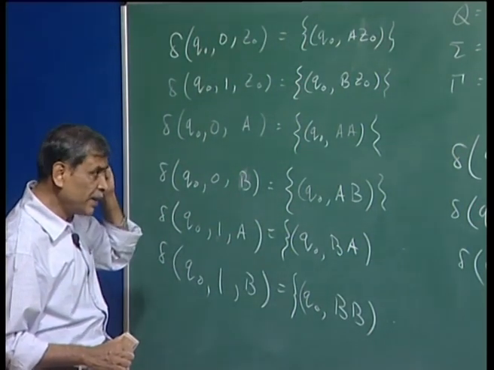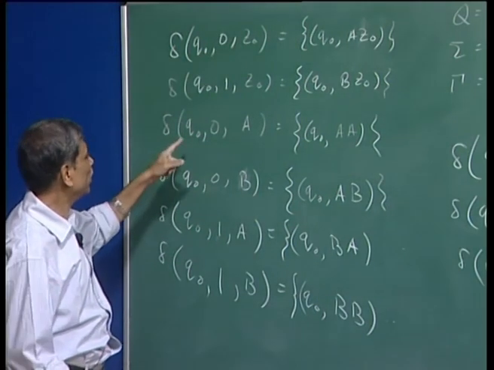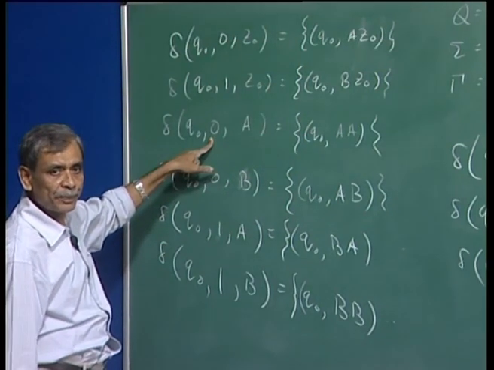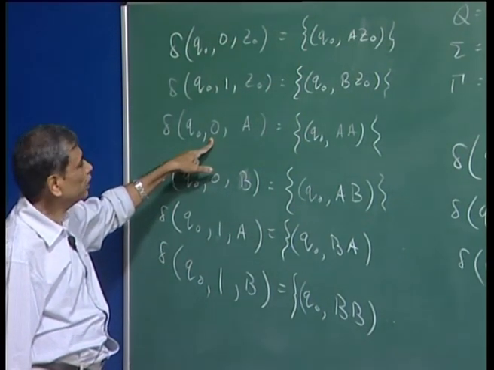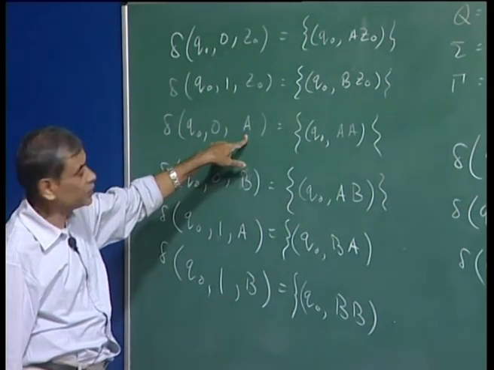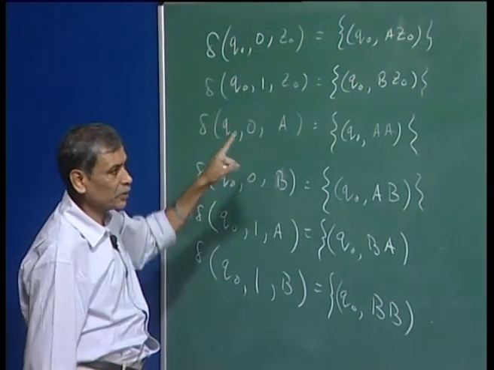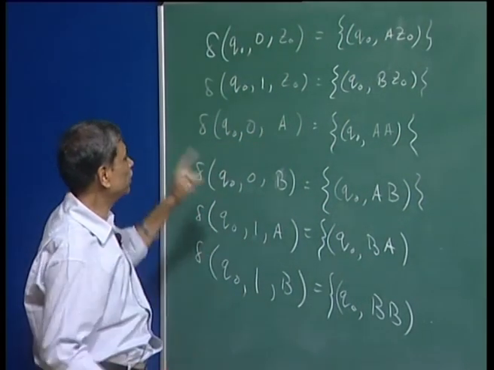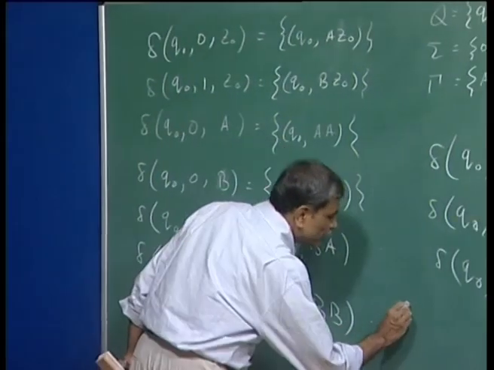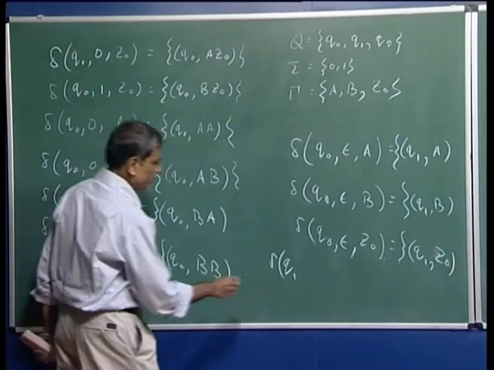In Q1, the idea is that I should check off, right. In Q1, if I see a 1, and then the top of the stack symbol is B, then that means it is checking out. Remember, 1 corresponds to B. So, I am in the second half. So, let me write it. So, delta Q1, that means we are in the second half.